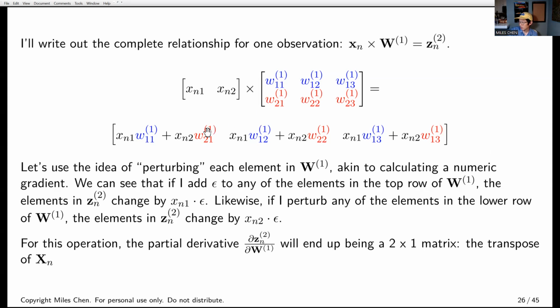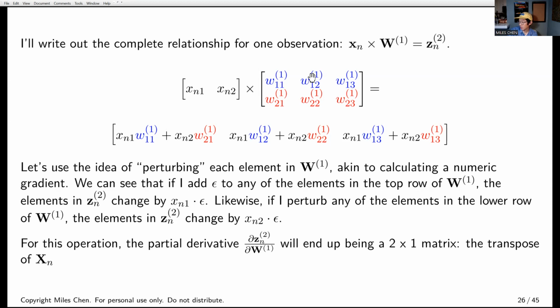Well, everything over here is going to remain the same. The only thing that's going to change is that if I add a little epsilon to it, that epsilon will get multiplied by X sub n1, the first element in this row here, and so it would change by this.